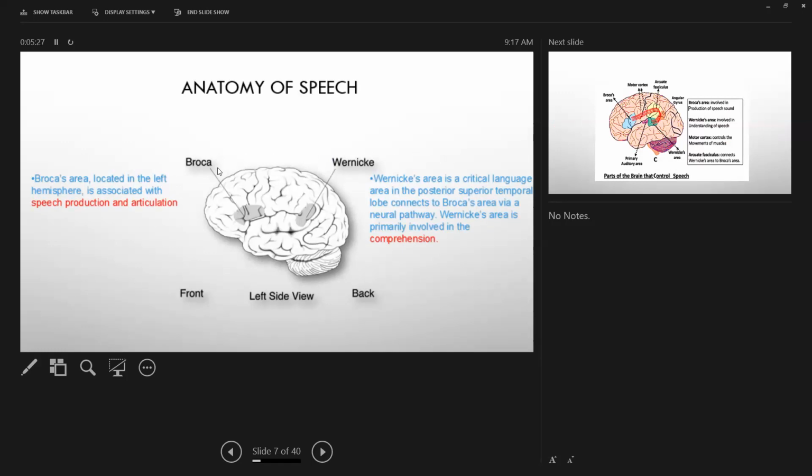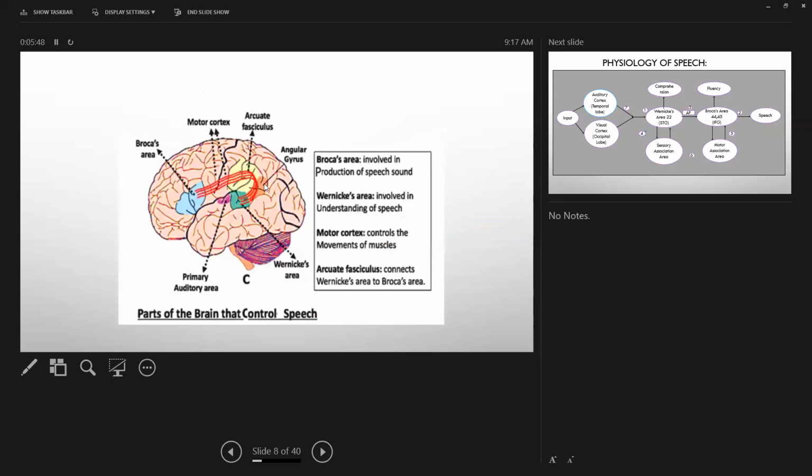So Broca's area will help in the speech delivery, whereas Wernicke's area is the area which helps us in understanding the input, or the comprehension. So if any input is there, Wernicke's area will help us in the comprehension, and it will then relay the message of output, which will be delivered by Broca's area. Wernicke's and Broca's areas are connected by the arcuate fasciculus.